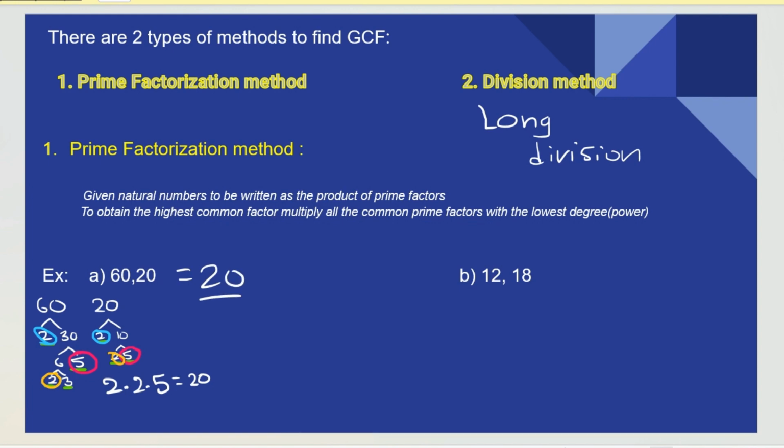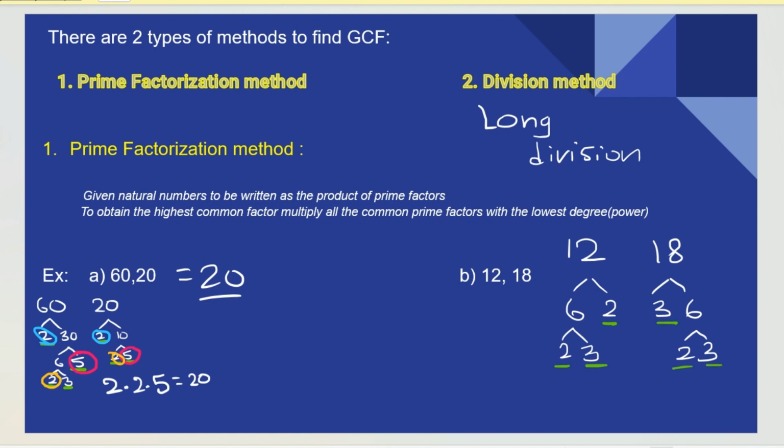Now 12 and 18. Same thing. Let's list out the prime factors. 6 and 2. 6 can be broken up into 2 and 3. That's it. These three numbers are the prime factors of 12. Again, 2 times 3 is 6, 6 times 2 is 12, right? Now let's go to 18. 18 can be written as 3 and 6. 6 can be written as 2 and 3. So lastly, the numbers are 3, 2, and 3.